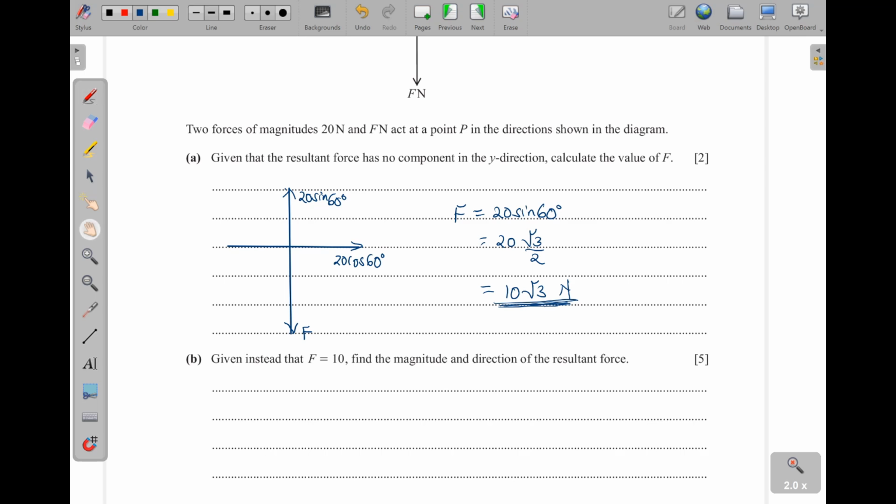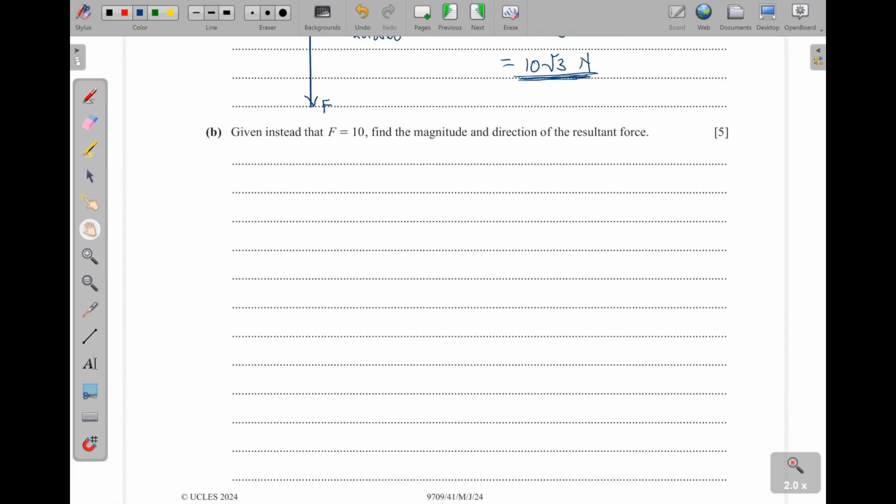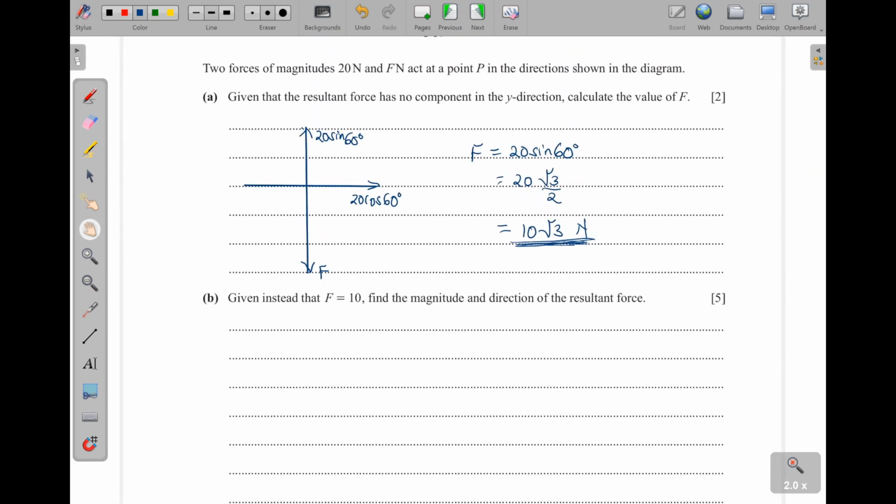To three significant figures. Then part B: given that F is equal to 10, find the magnitude and the direction of the resultant force. Now, for our resultant force, if I put 10 here, already we have seen this one is 10 root 3, so it is bigger than this one, so that means the resultant in y is acting upwards, okay? The resultant in y is acting upwards.